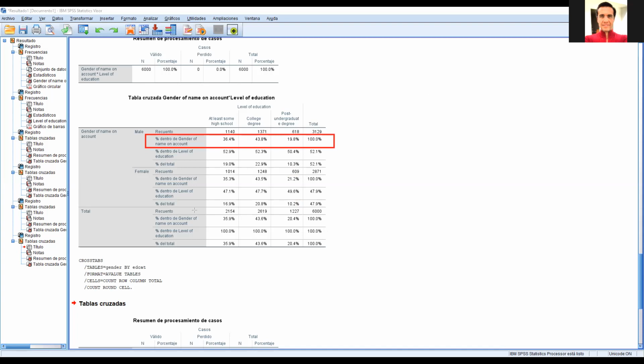There you go. This row and this row is when we are talking about one gender. So this means that 36.4% of males have at least some high school. 43.8% of males have a college degree. Please, Vianet, complete the last one.